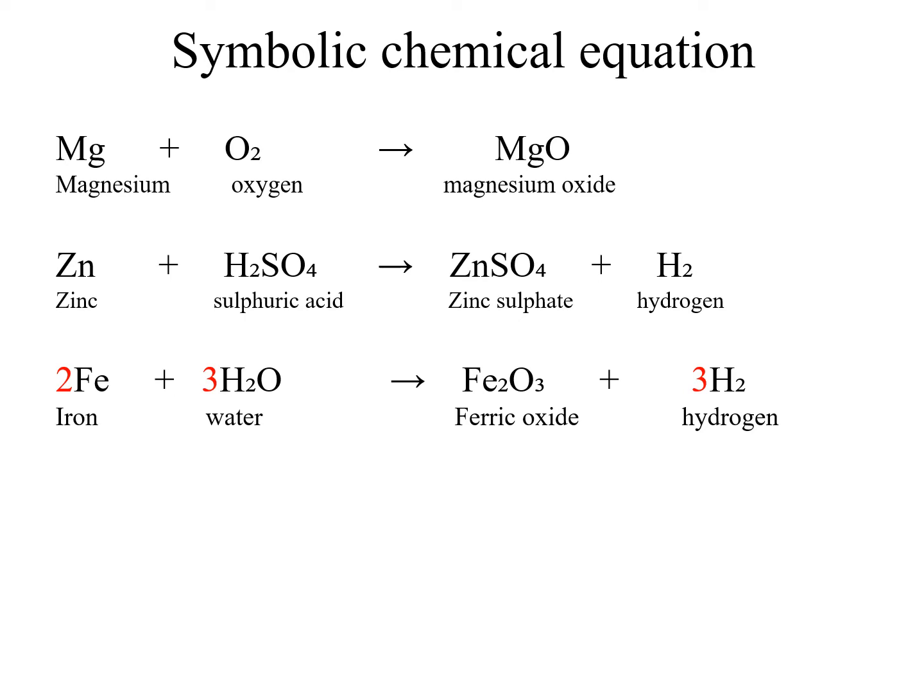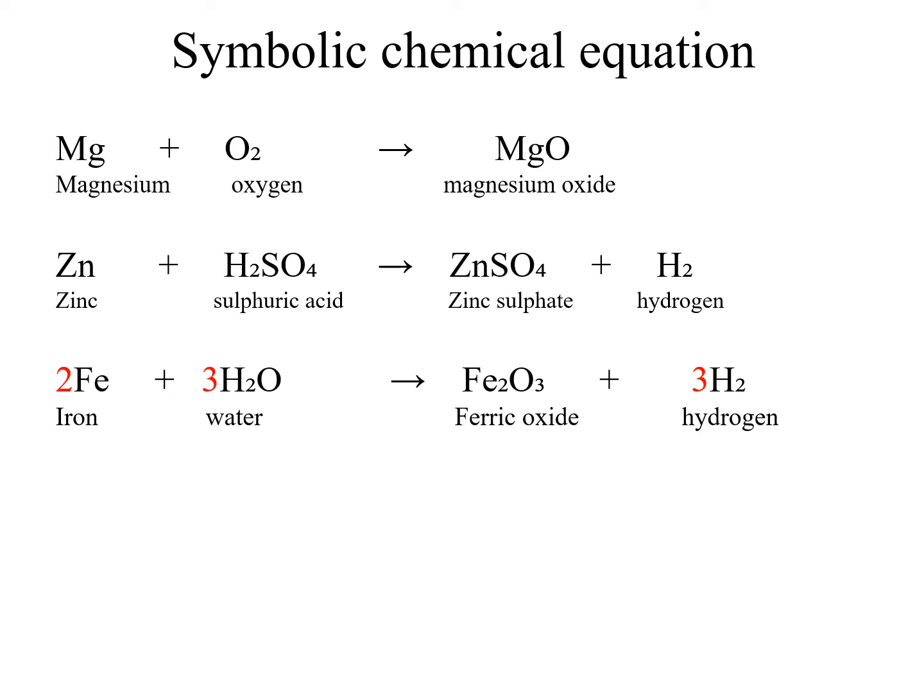How do we write a chemical equation? Now, a chemical equation can be made concise and useful by writing the chemical formulae of the reactants and the products. Here you can see three chemical equations. In the first chemical equation, Mg reacts with O2 to give MgO, where Mg is the formula for magnesium, O2 is the formula for oxygen, and MgO is the formula for magnesium oxide.